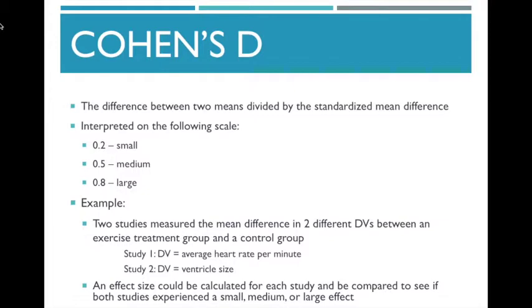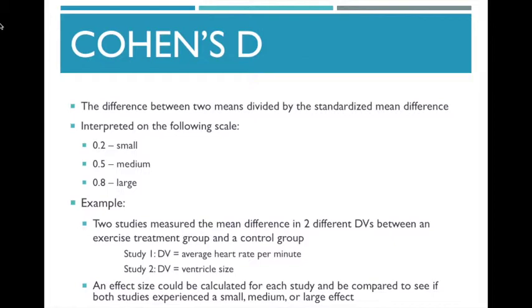It is interpreted as a d-value of 0.2 is small, 0.5 is medium, and 0.8 is large. Note that the value of Cohen's d can be greater than 1 or 2, but this would reflect that the two means are larger than 1 or 2 standard deviations away from each other, which is really rare.